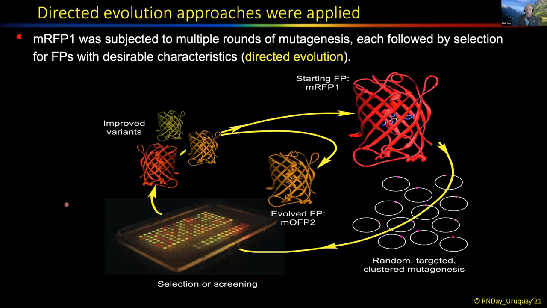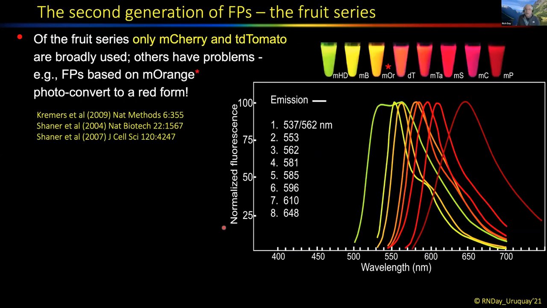And so again, a number of groups, including the Chen group, took MRFP and did multiple rounds of mutagenesis on it to try to find additional novel fluorescent proteins. This is a method called directed evolution. So they simply did random mutagenesis and used FACS sorting to identify new fluorescent proteins. And from here, we got the fruit series of fluorescent proteins. Very quickly, we had a whole set of new fluorescent proteins.